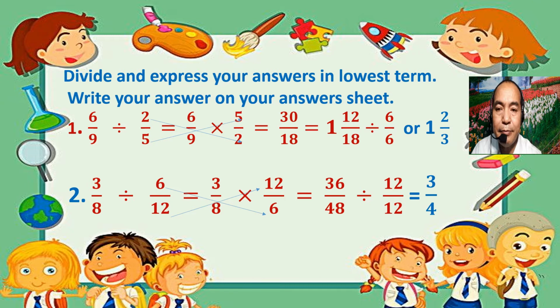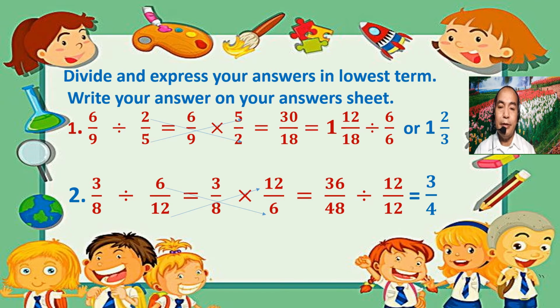Okay, let's go to item number 2. 3/8 divided by 6/12. So again, 3/8 divided by 6/12, we will invert, or we will have the reciprocal of the divisor, 6/12. So it will now become 12 over 6. From division, the operation becomes multiplication. So 3/8 times 12 over 6, which is the reciprocal of 6/12. So it will now go to the multiplication.